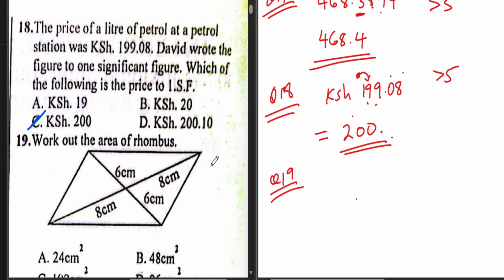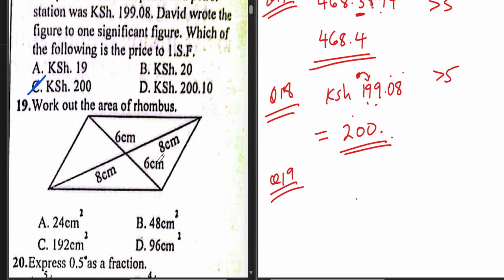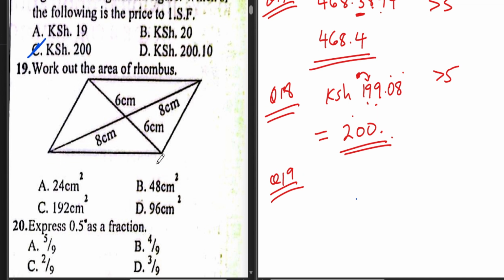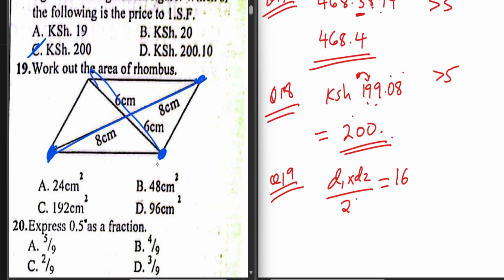Work out the area of the rhombus, which is this. Now, the easiest way of working out the area of a rhombus is this one. In case they gave you the diagonals, then you write diagonal 1 times diagonal 2 over 2. Diagonal 1, from one end to the other end, is 8 plus 8 to give you 16. And diagonal 2, from here to here, is 6 plus 6 to give you 12. So you don't just take half the diagonal, you take the full diagonal. So 16 times 12 divided by 2.